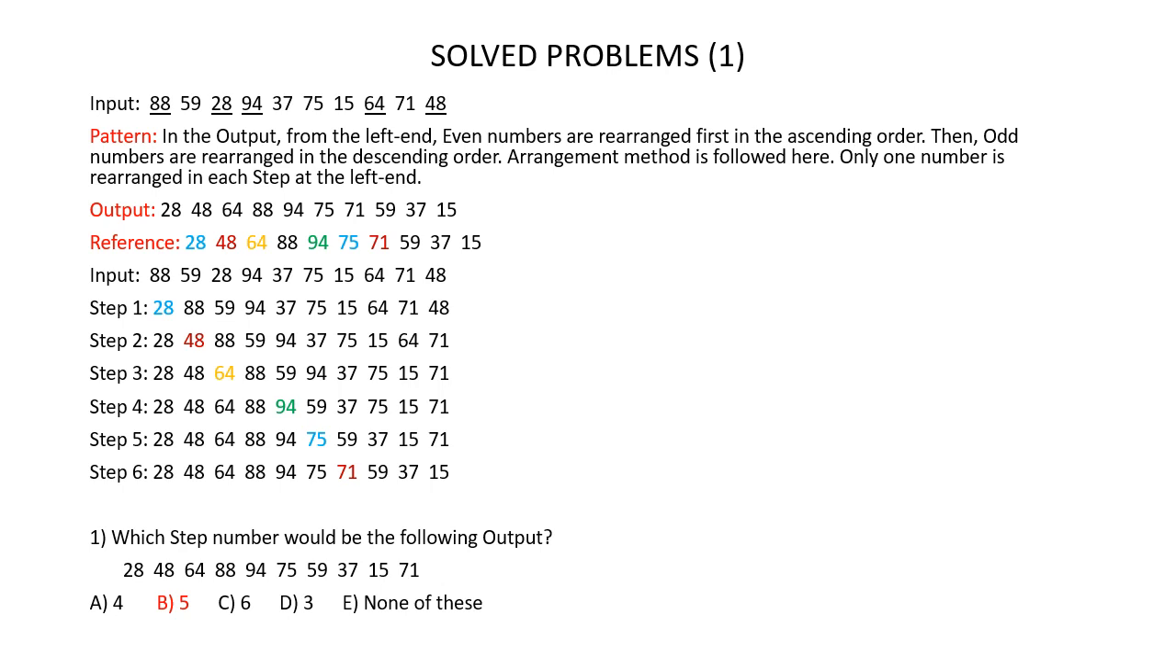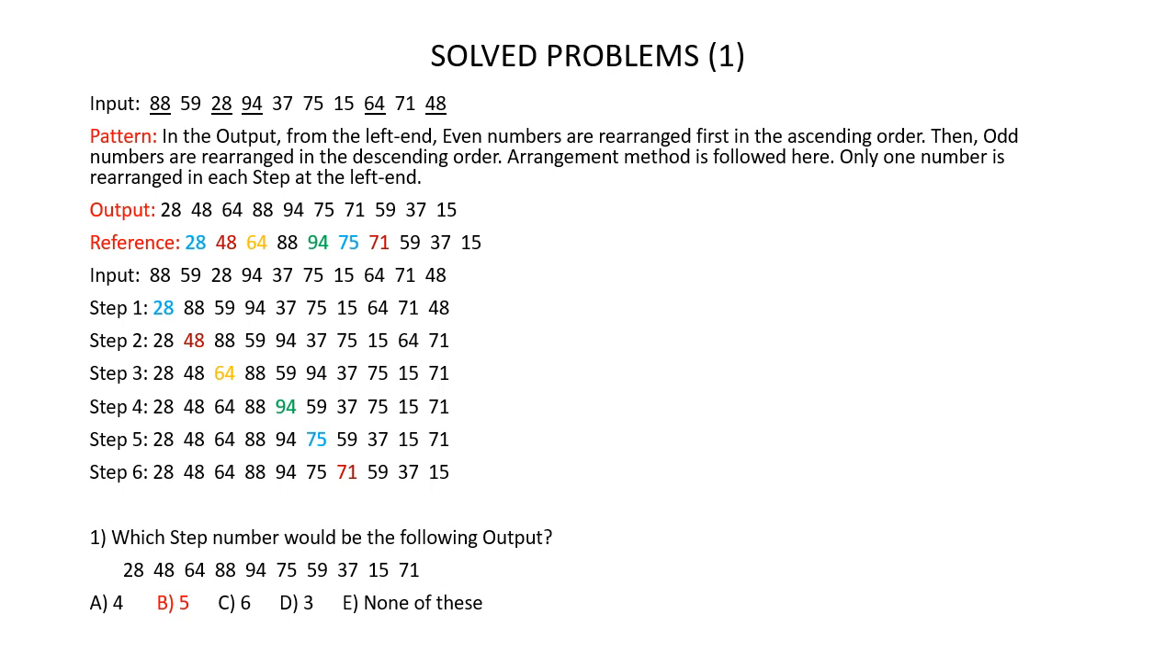Now that all the input numbers have been rearranged and we know all the rearrangement steps and the final output, let's answer the given questions. Question number 1. Which step number would be the following output? So here you are given an output of numbers and you have to find out in which step number the same order of numbers will be seen. Here you are given 5 options and you have to find out which of these options is the correct one.